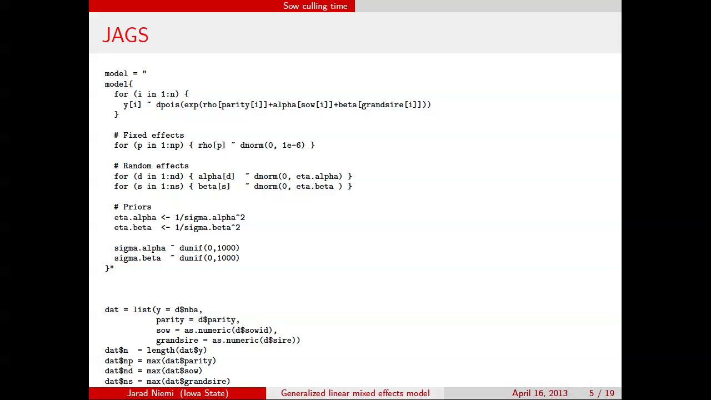All right, so the top line, the yi line there, just says what the observation process is, conditional on the parity, sow, and grandsire effects. We have then fixed effects here for the parity. Right, there's only going to be 7 parities here, and they're all going to be independently normally distributed, mean 0, and precision 1 over a million, which means the variance is a million. Right. The random effects here then have also normal distributions, mean 0, and their own precision. And then we're going to put the prior actually on the standard deviations.